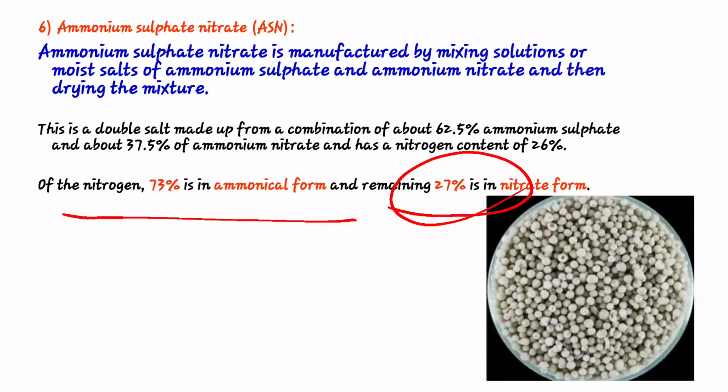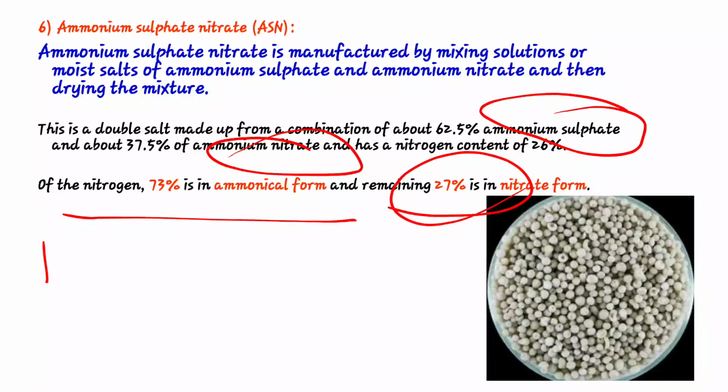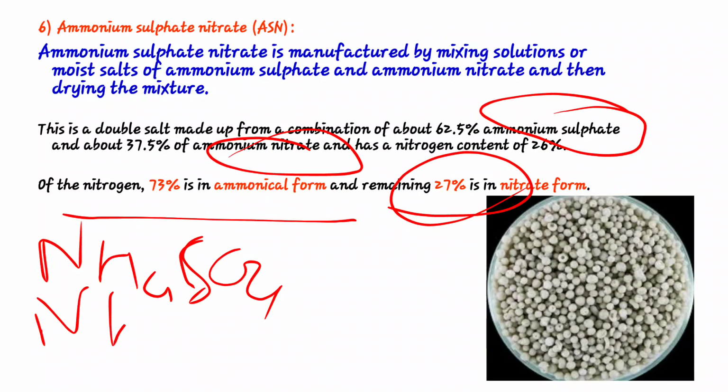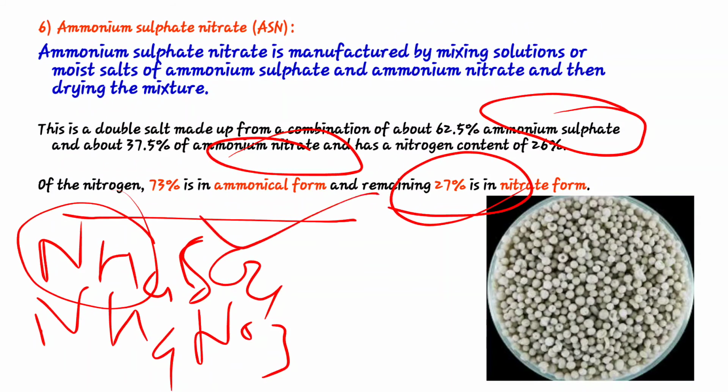But in the ammonium sulfate nitrate manufacturing process, a combined form of ammonium sulfate and ammonium nitrate is used. See, ammonium sulfate, that is NH4SO4, okay, and ammonium nitrate, NH4NO3, form ammonium sulfate nitrate. Then it forms a double salt. See, this is a very easy manufacturing process. It contains one-fourth nitrate and three-fourths ammoniacal form.